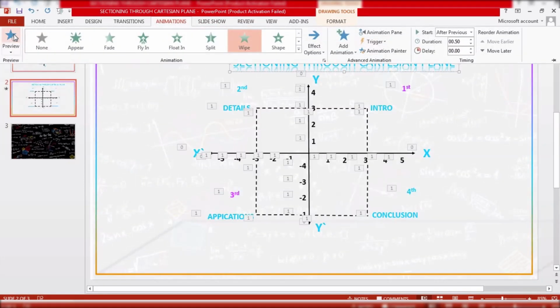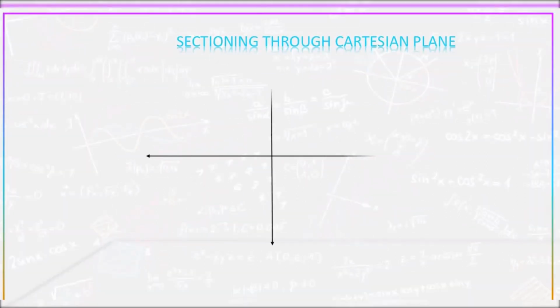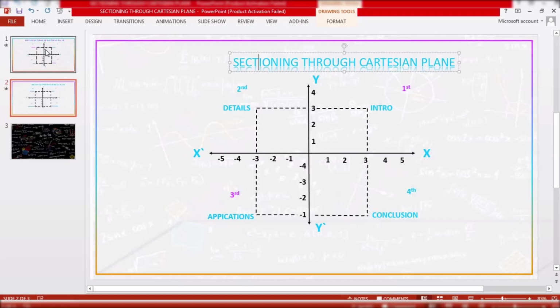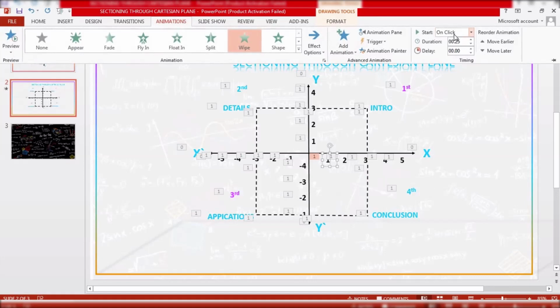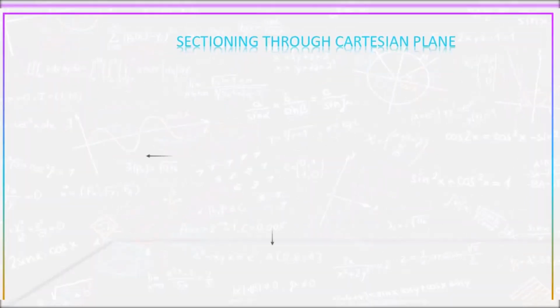Okay, the one is not coming actually, so we have to go to the animation pane once again and set it to after previous. Then go to the slideshow, and it's perfectly all right, absolutely perfect. This is the way how to do sectioning through the Cartesian plane.